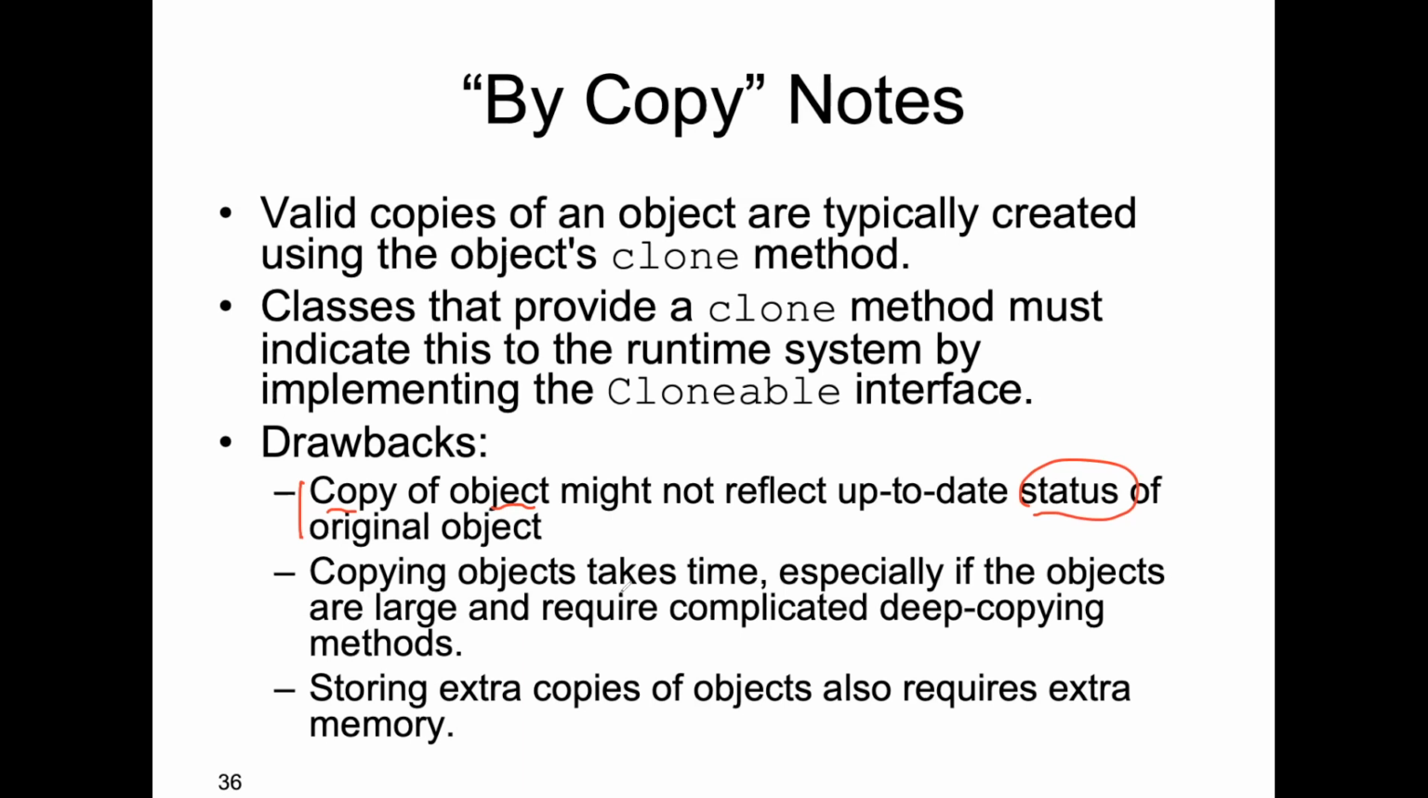And the other one is really about time, because deep copying sometimes involves recursion or iterations to get all of the fields and properties copied from one end to the other. And you will end up with lots of copies of objects, which also require memory. Let's, in comparison, look at by reference.